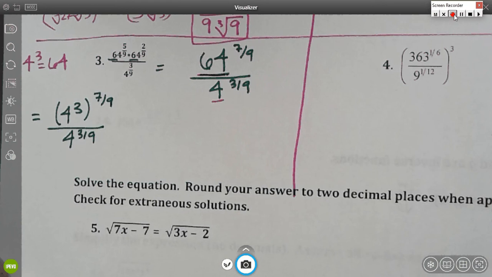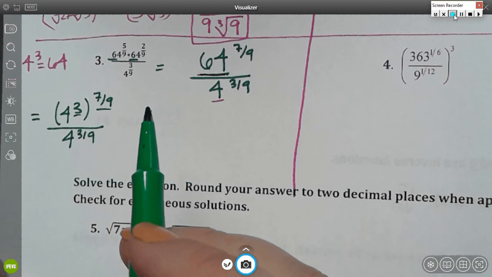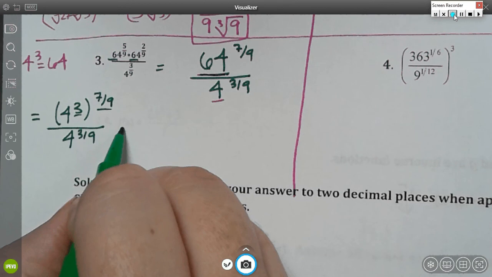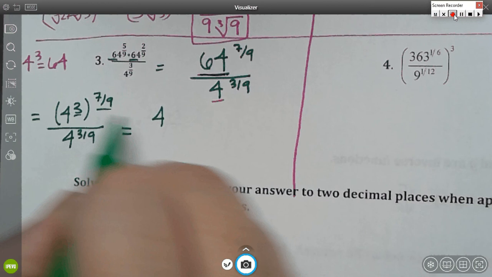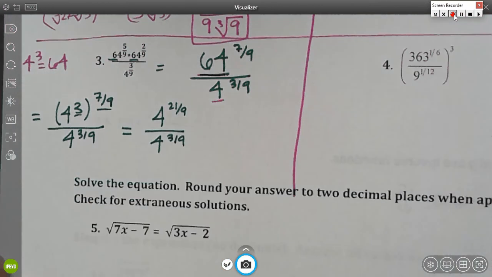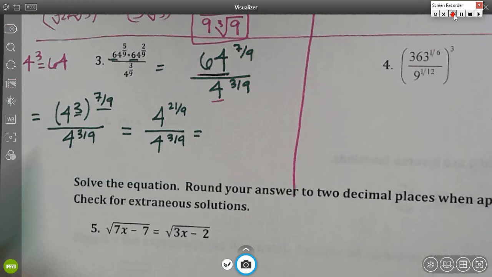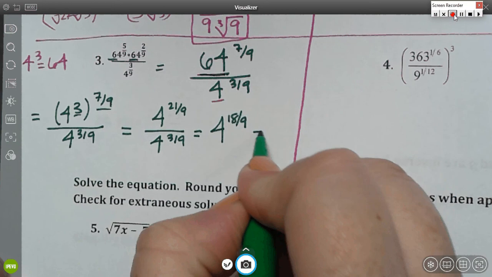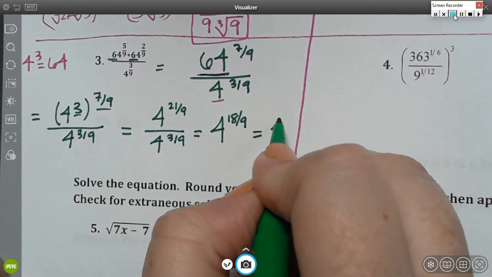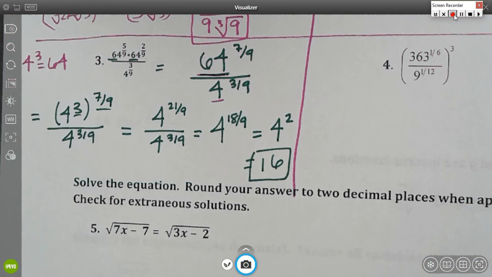So now by my exponent properties, I know that if I raise an exponent to an exponent, then I multiply. So I have 4 to the 21 over 9 divided by 4 to the 3 over 9. Now if you notice, my bases are exactly the same, so I can subtract those exponents. 21 over 9 minus 3 over 9 is in fact 18 over 9, and 18 divided by 9 is 2, and 4 to the second power is 16.